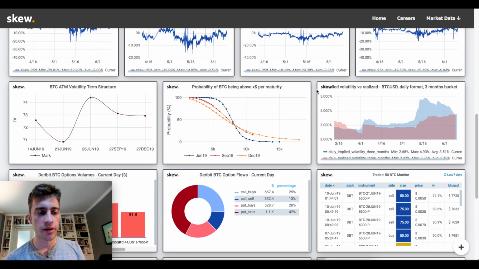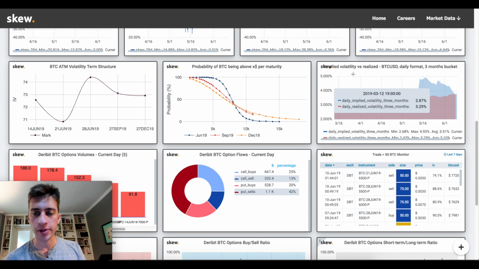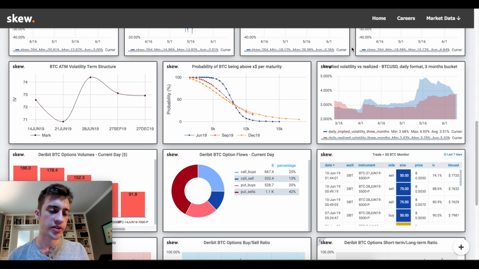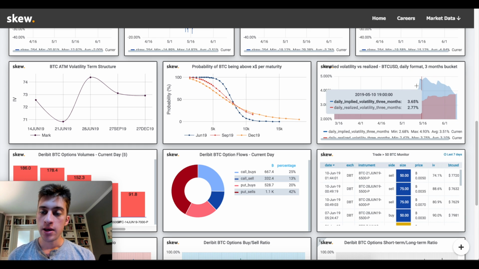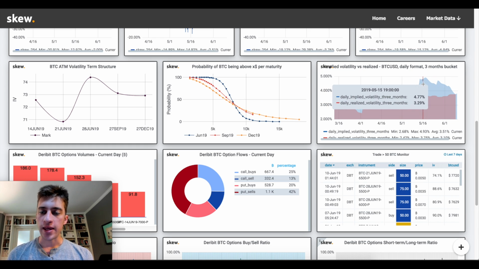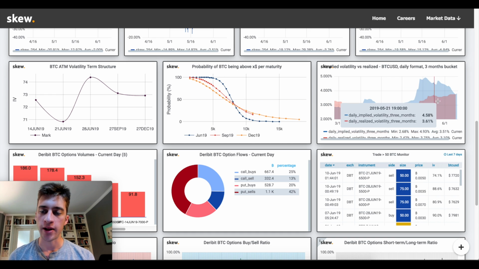Now, another thing that I want to look at really quickly is implied volatility versus realized volatility. This is exactly what it sounds like. Implied volatility is what we always look at with options, and realized volatility is what the volatility was over the 3-month bucket, taken every day. You can see that historically the implied volatility was a lot higher in May than the realized volatility. So you can think about it that the traders were betting on a lot higher volatility than had actually happened.